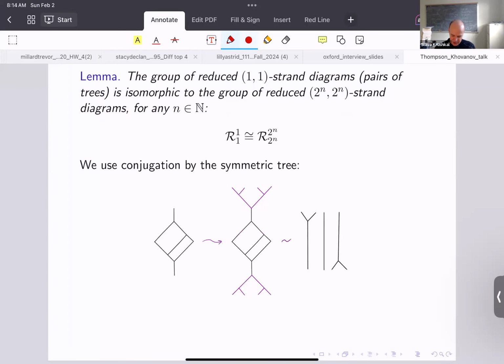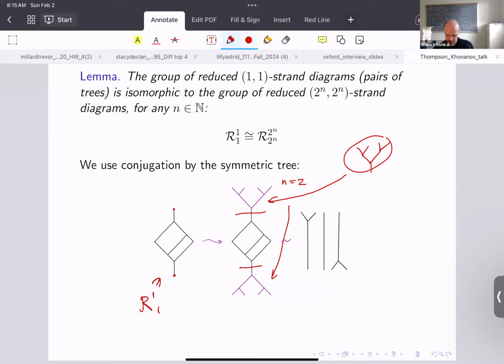So on the left-hand side, this is an element of R11. So there is a single point on the top and the bottom, and this is just an example, a pair of trees. And the way to get from this to, in this case, n equals 2, this is just an illustration, but you can get to any n. We can just multiply it by a tree on the top. In this case, it's a symmetric tree. So I'm just taking this tree with 4 leaves on the top, and then I'm taking the exact same tree, but reflected at the bottom. So I'm essentially conjugating by this tree.